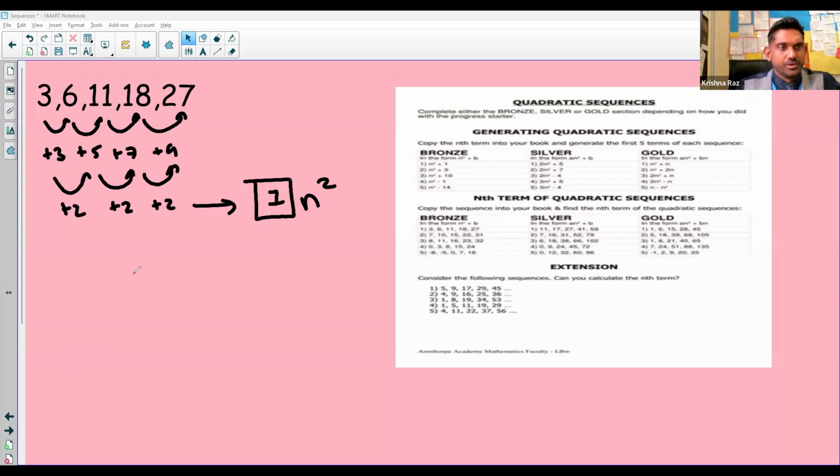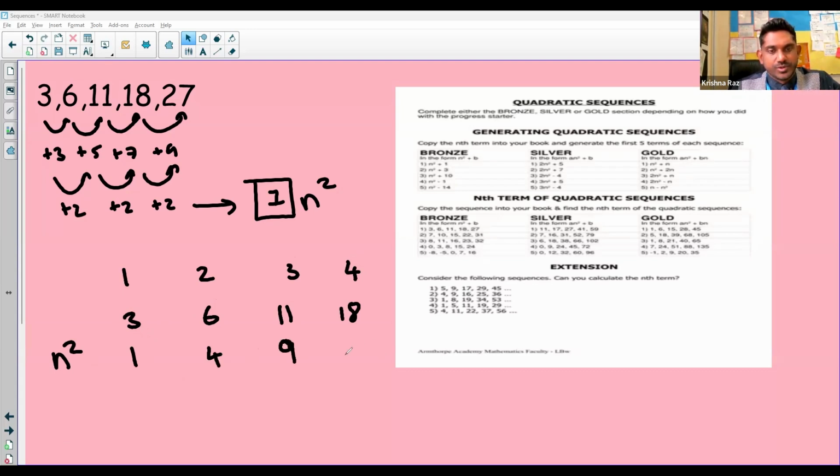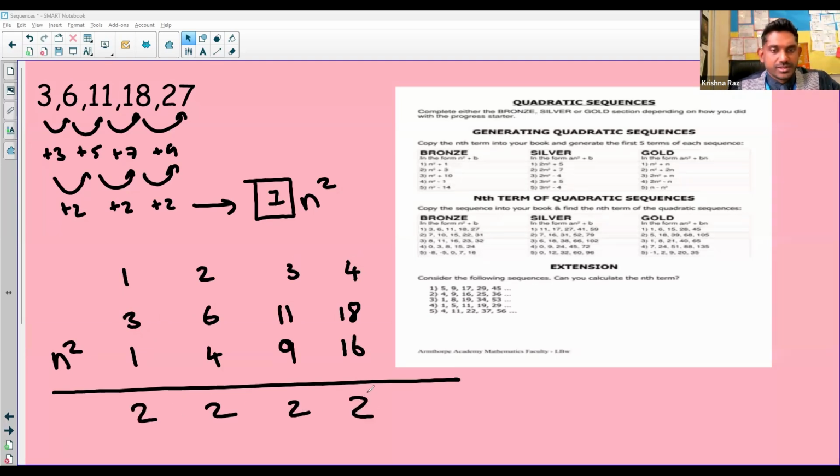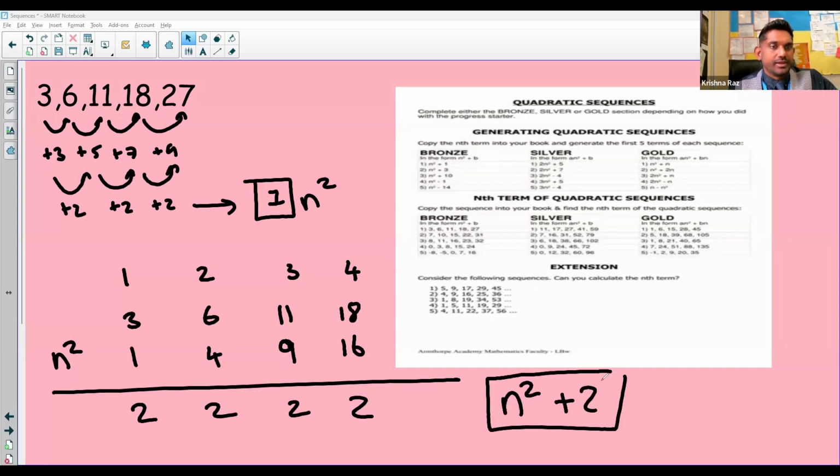Now, we draw a nice little table. First term, second term, third term, fourth term. And the original sequence goes first. And then our sequence for 1n squared goes next. So 1 squared is 1, 2 squared is 4, 3 squared is 9, 4 squared is 16. And then we find the difference. So this is a lot easier. This means if we add 2 to n squared, we will get the original sequence. So the answer for this is n squared plus 2.